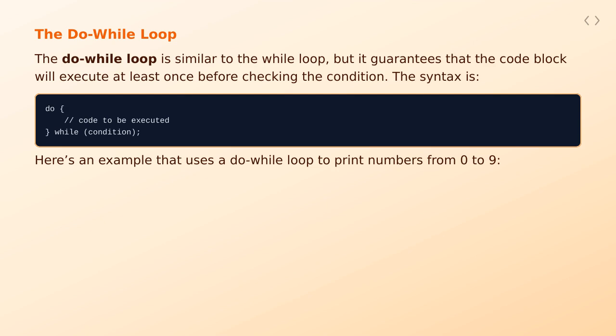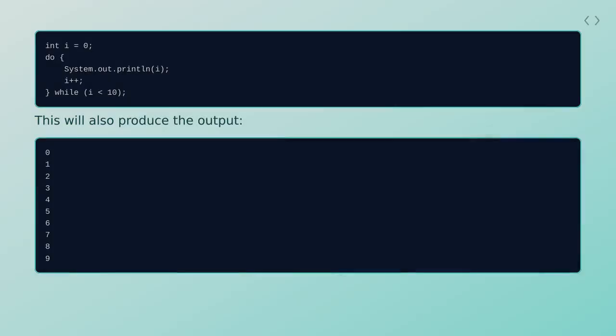Here's an example that uses a do-while loop to print numbers from 0 to 9. The samples on screen walk through this step. Take a moment to read through them. This will also produce the output.